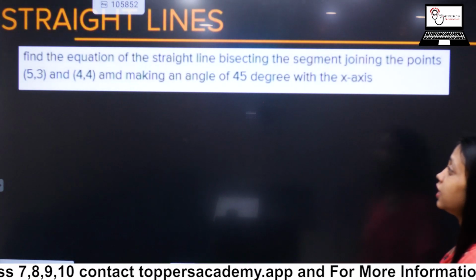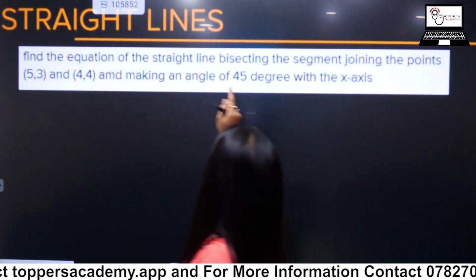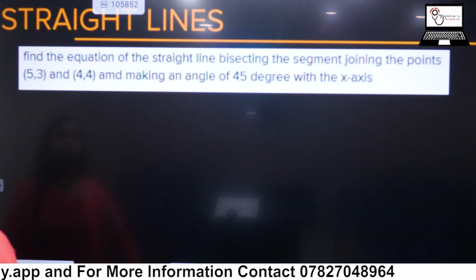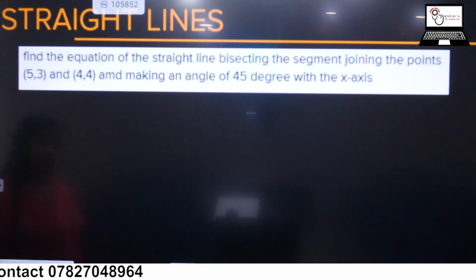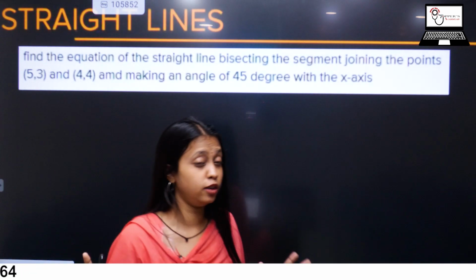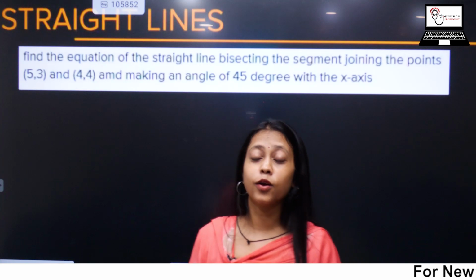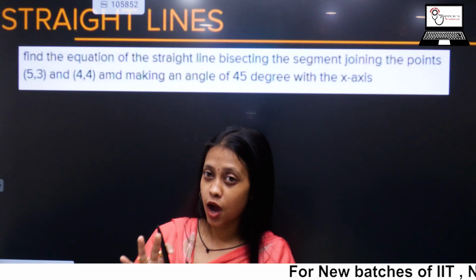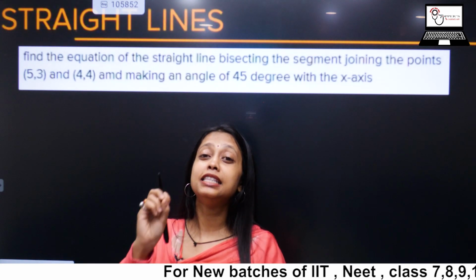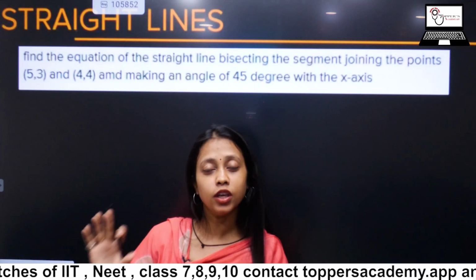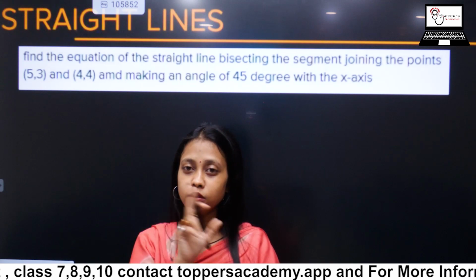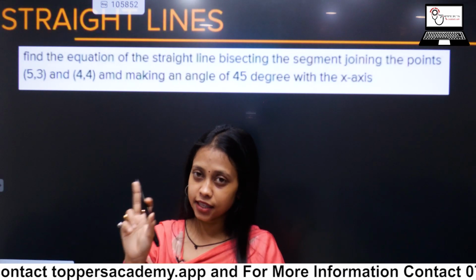Find the equation of the straight line bisecting the segment joining the points (5, 3) and (4, 4) and making an angle of 45 degrees with the x-axis. There is so much information given at once, but no problem, just calm down, don't be afraid. You are reading the question all at once, it's okay, just read it, that's great.